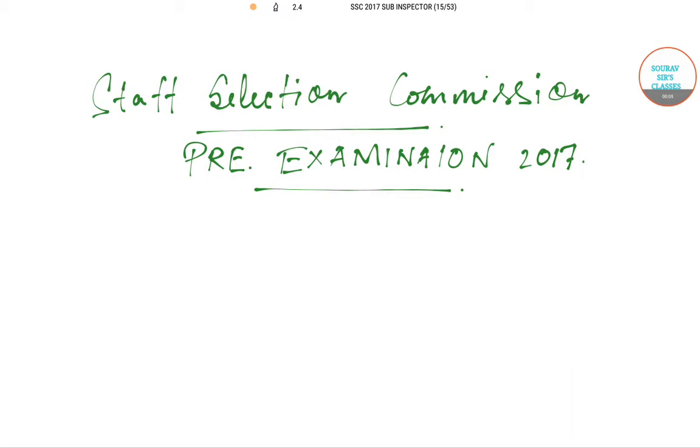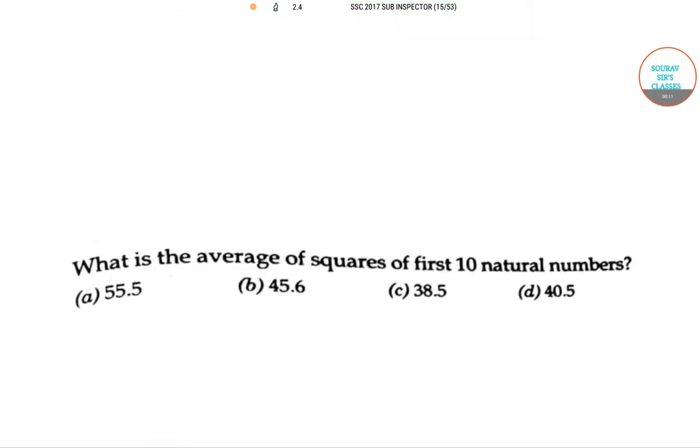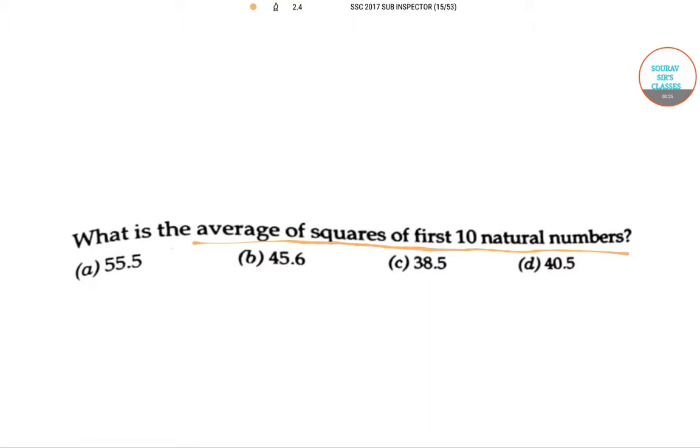Today we are solving the SSC pre-examination paper of 2017, and here we are given a set of questions. This is our first question: what is the average of the squares of the first 10 natural numbers? We'll have to find out the average of the squares of the first 10 natural numbers, and here 4 options are given.